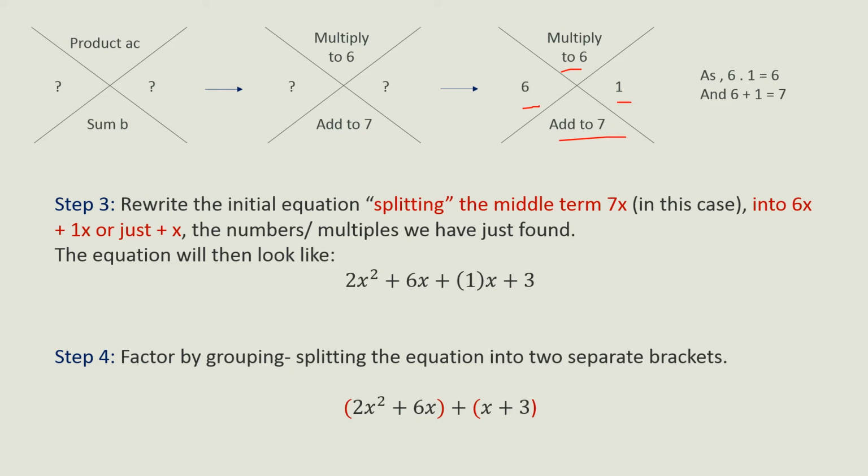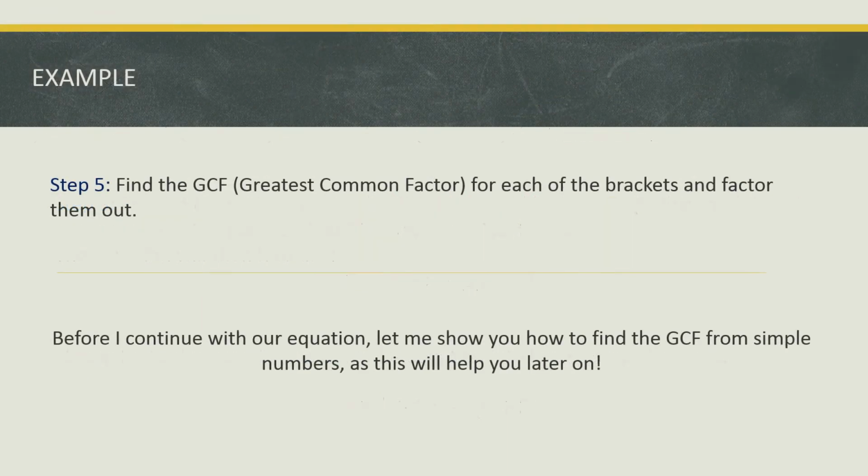This means splitting the equation into two separate brackets, as you can see I have done here. So we will split it perfectly in half. Our next step, step 5, is to find the GCF, which stands for greatest common factor, for each of the brackets, for both two brackets or two groups, and factor them out.